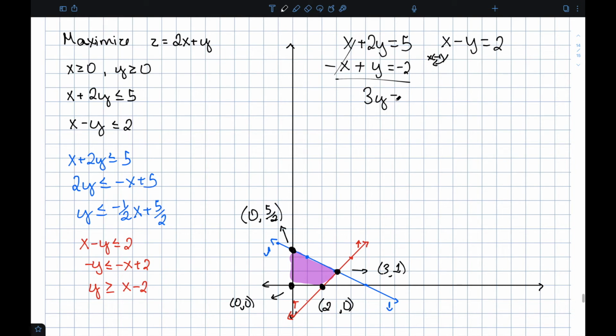That gives me 3y equal to 3. Dividing by 3 gives me y equal to 1. I can then plug that in. I know x minus y is equal to 2. Adding 1 to both sides gives me x equal to 3. So I do get that point (3, 1).